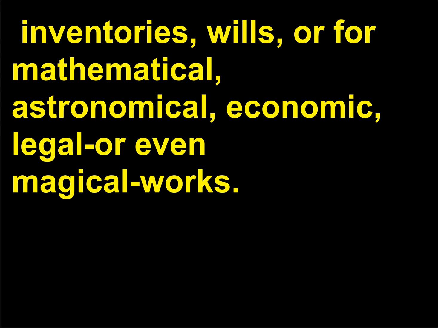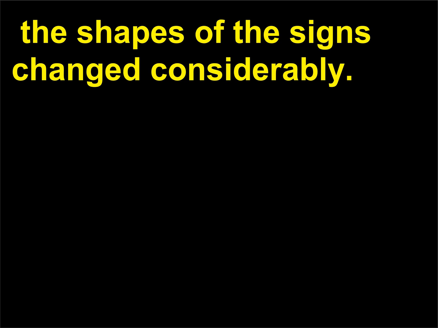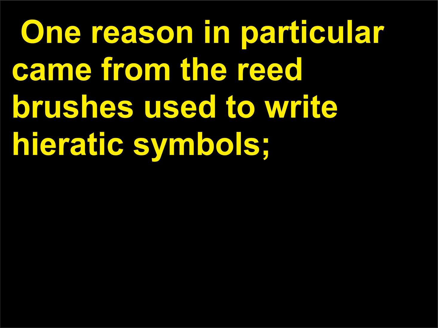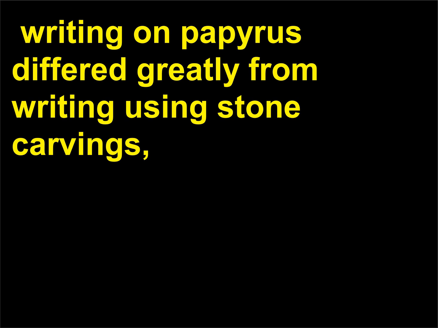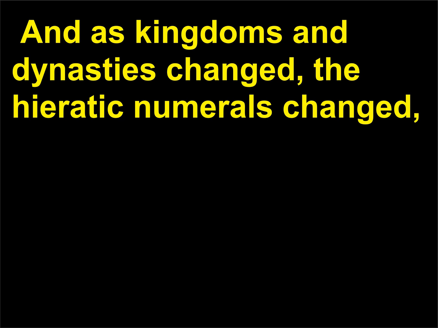Even though it is thought that the hieratic symbols were developed from the corresponding hieroglyphs, the shapes of the signs changed considerably. One reason in particular came from the reed brushes used to write hieratic symbols. Writing on papyrus differed greatly from writing using stone carvings. Thus, the need to change the symbols to fit the writing devices. And as kingdoms and dynasties changed, the hieratic numerals changed too, with users having to memorize the many distinct signs.